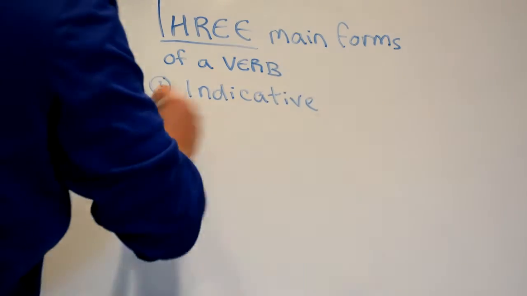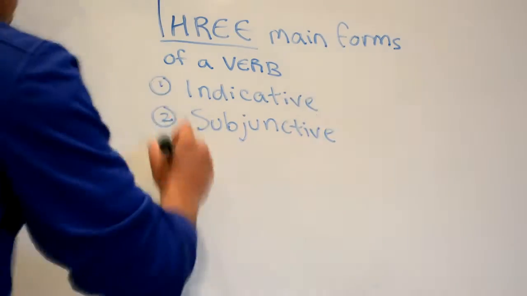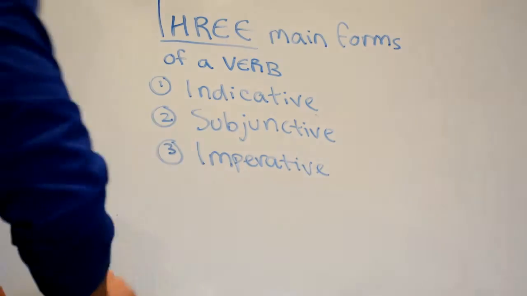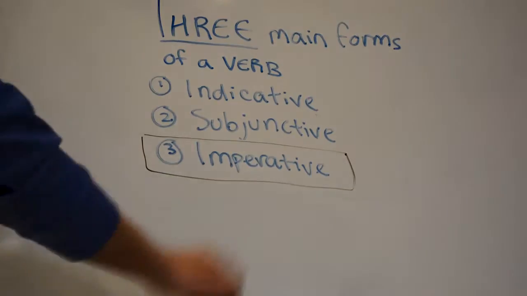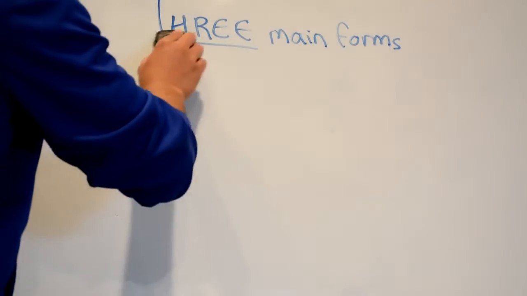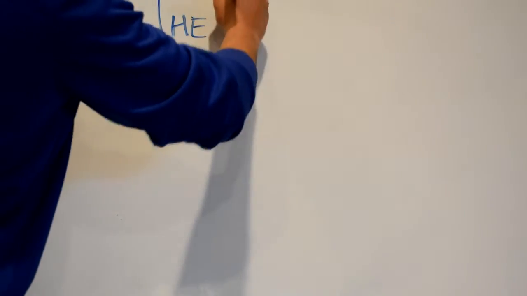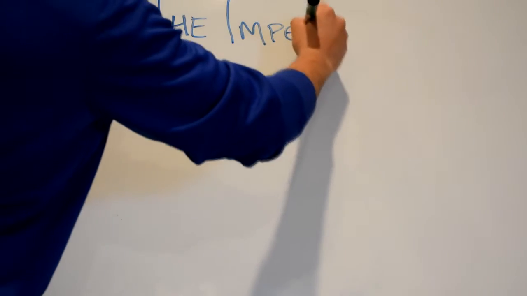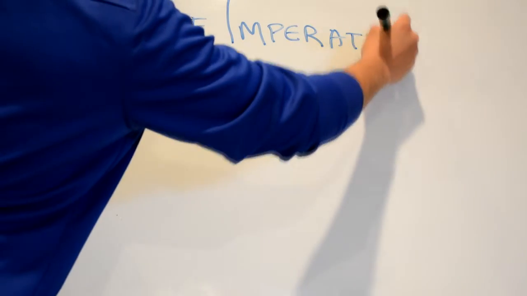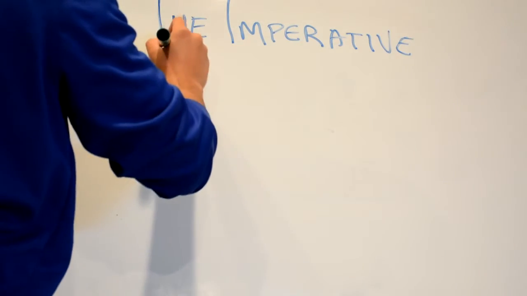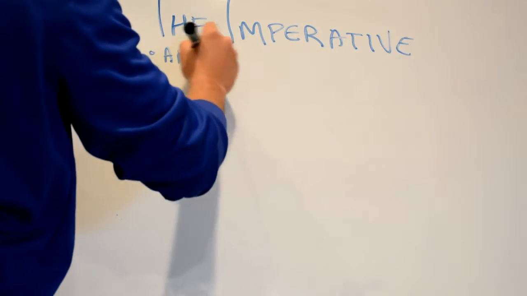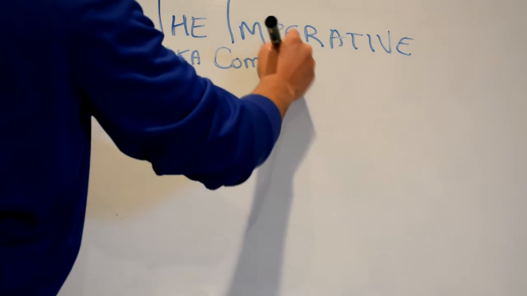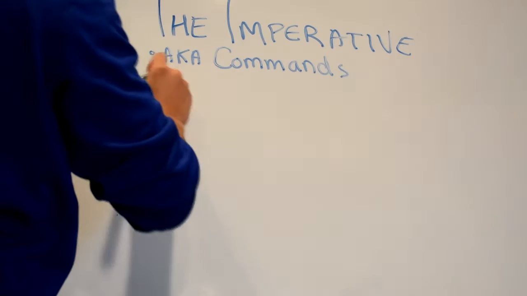It's important to know there are three main forms of a verb: indicative, subjunctive, and imperative, which we are covering today. For the imperative, when ordering or telling someone to do something is what we call the imperative, also known as commands. In English, commands require no specification of a subject. The subject is always you. Thus, stop is a complete sentence because you is the implied subject in the imperative.